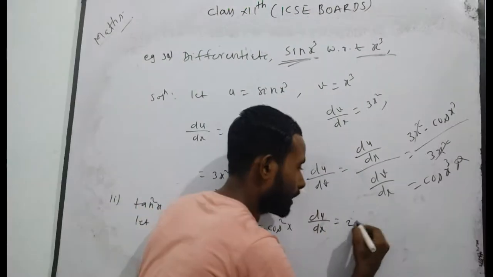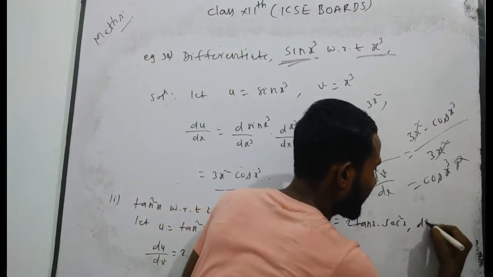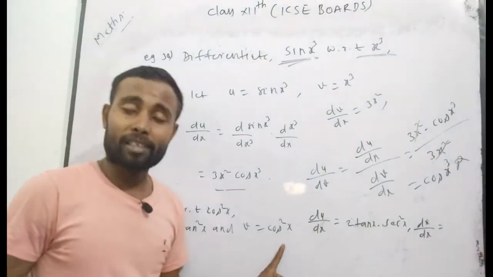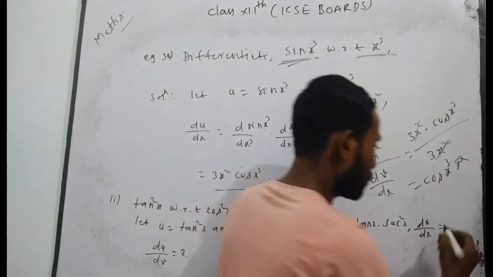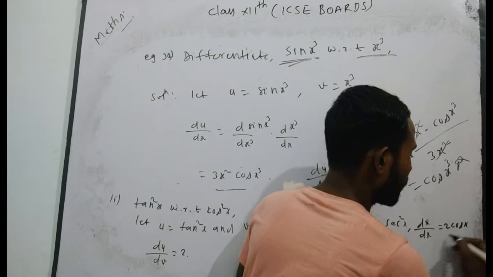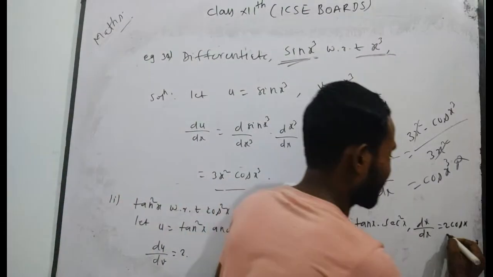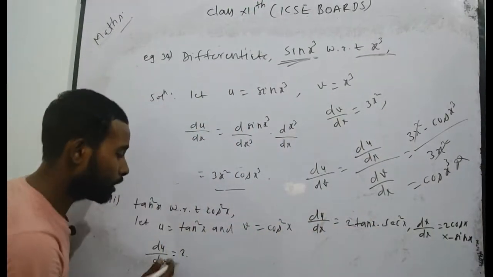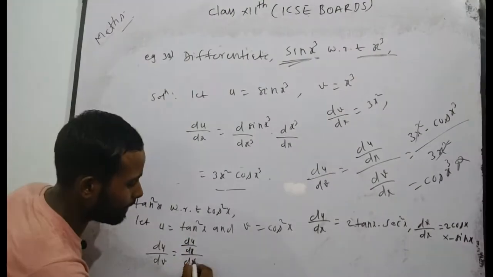In that case here you will get 2 tan x into sec square x, and dv/dx will be firstly cos square x differentiated with respect to cos x, which will be 2 cos x, into the derivative of cos x with respect to x, which will be minus sin x, in multiplication. Now you have to find du/dv, which will be du/dx by dv/dx.